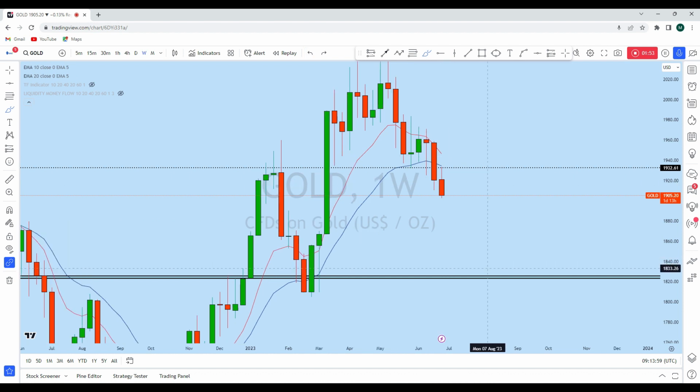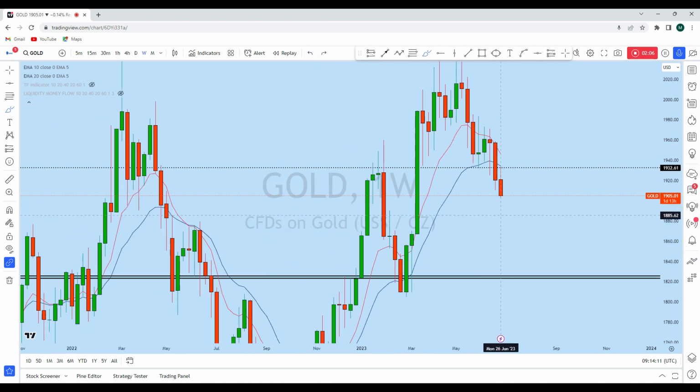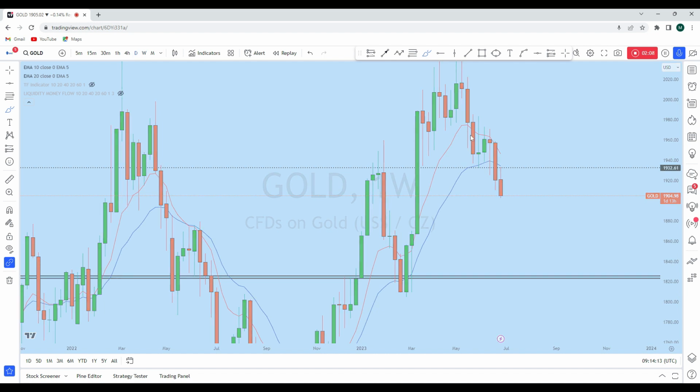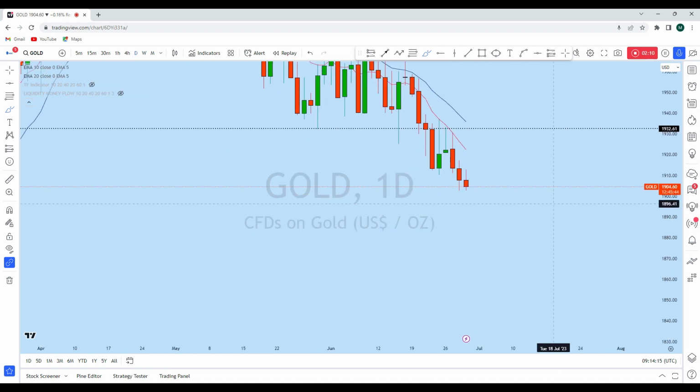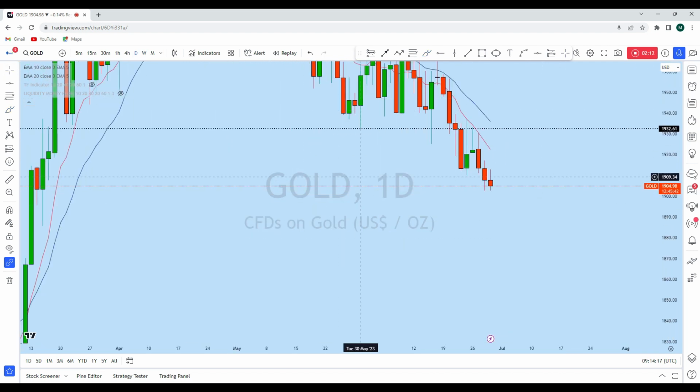With that rejection, what we can expect is gold to come back down. I think it is highly likely that gold may come back down to this support level, and we can expect gold to drop in that zone from a longer-term perspective.